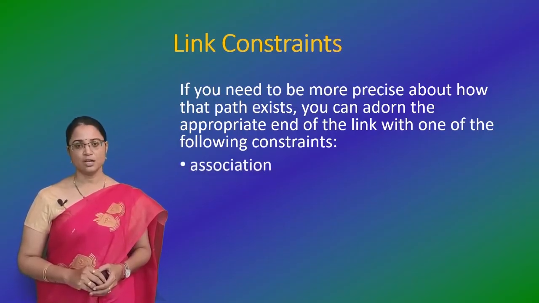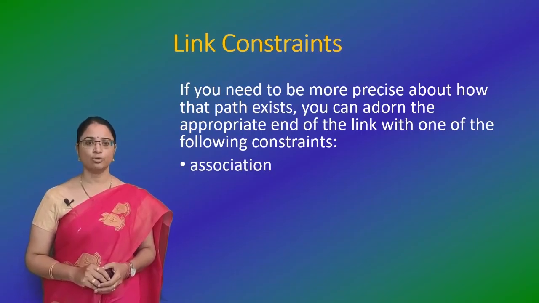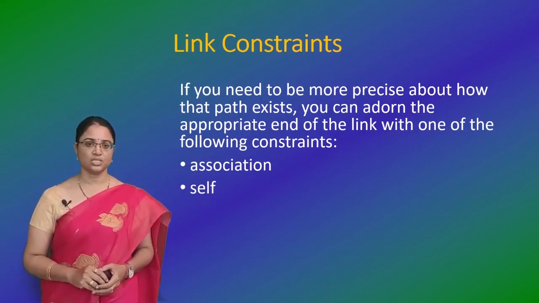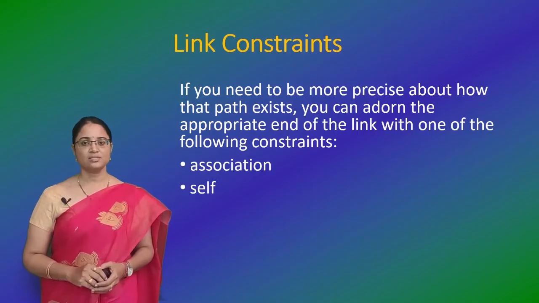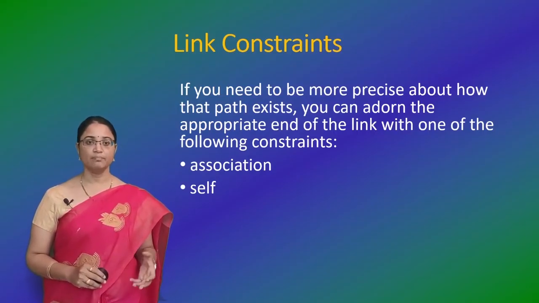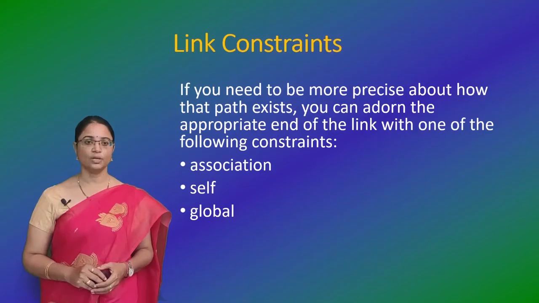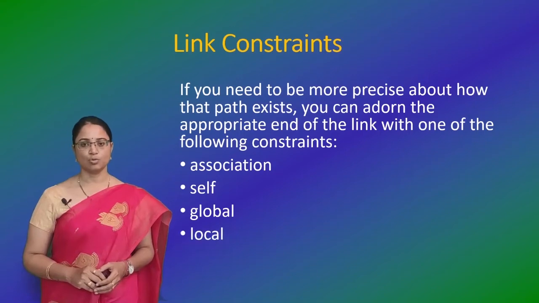First one is the association. It specifies that the corresponding object is visible by association. Next one is self. It specifies that the corresponding object is visible because it is the dispatcher of its own operation. Next, coming to global. We know what a global is. Global specifies that the corresponding object is visible because it is in an enclosing scope.